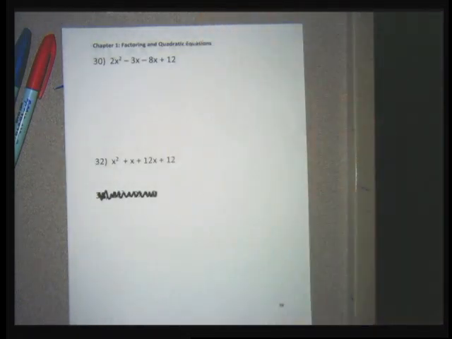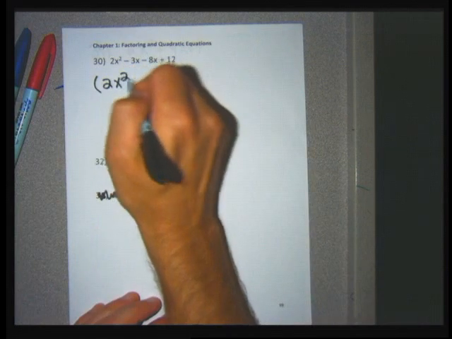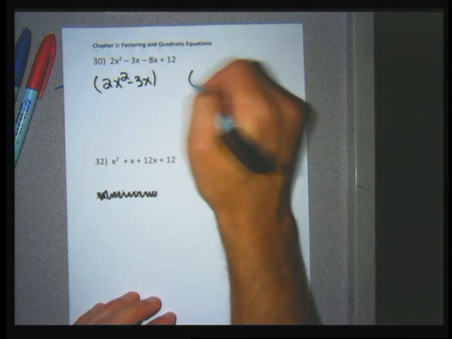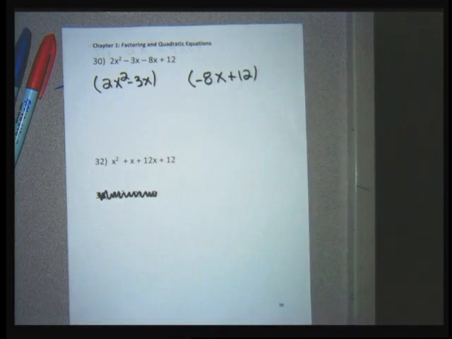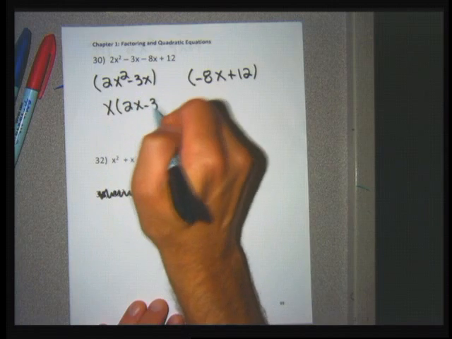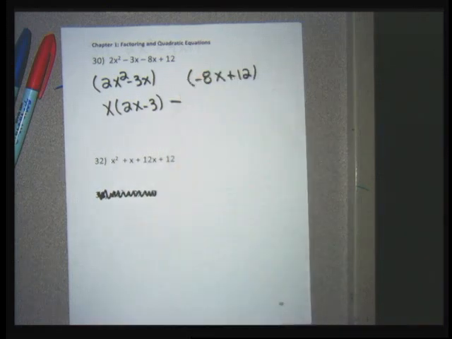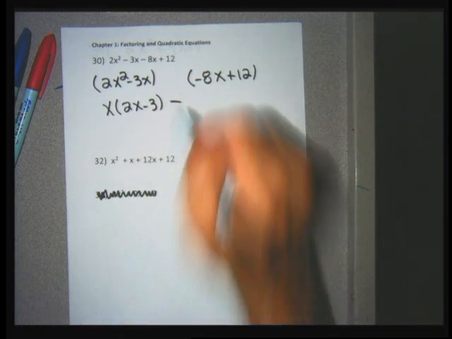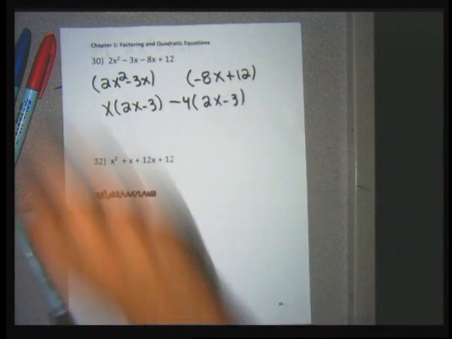30 and 32, I'm going to do grouping because they have 4 terms. So for 30, I'm going to break it into 2x squared minus 3x. And I stick that minus in the parentheses, a minus x plus 12. First parentheses, there's just a common factor of an x. When I factor out an x, I'm left with a 2x minus 3. Second parentheses, I have to factor out a negative because of that negative written first, and the common factor is a 4.